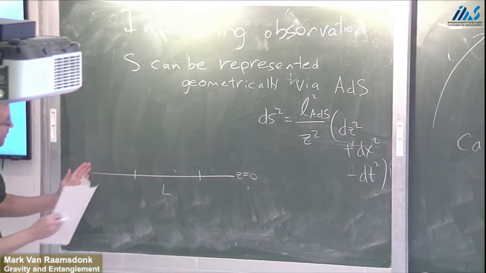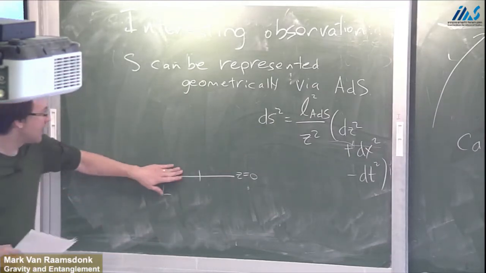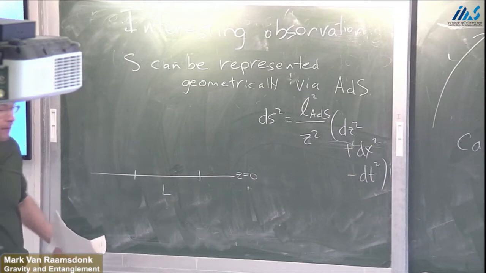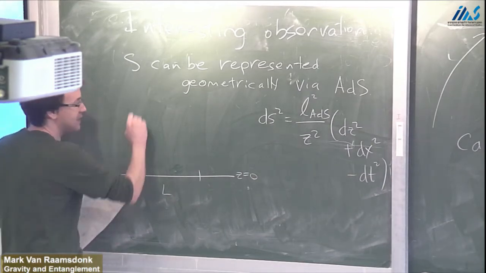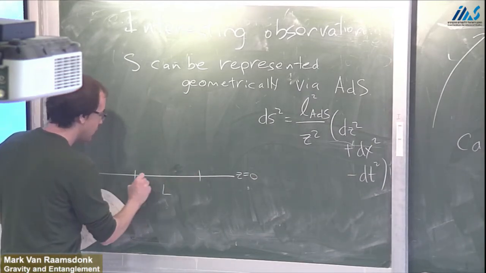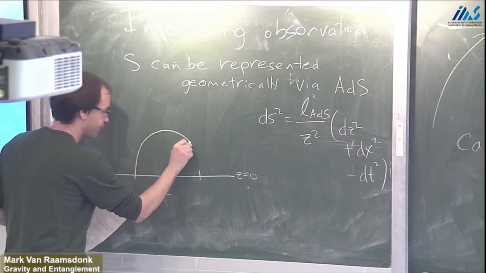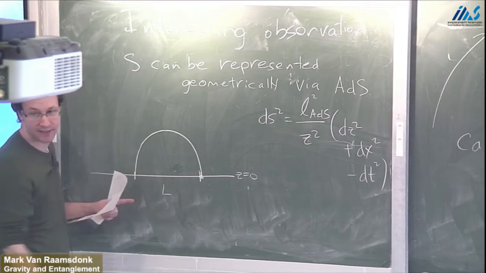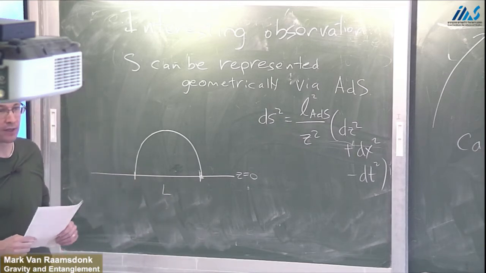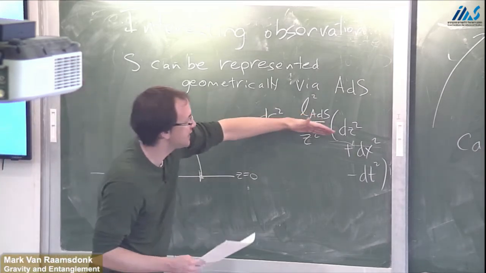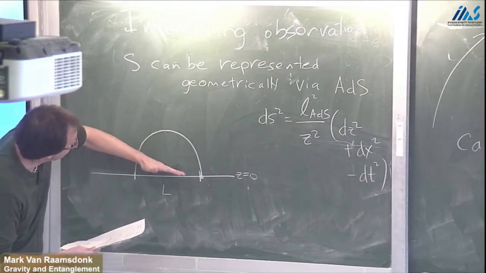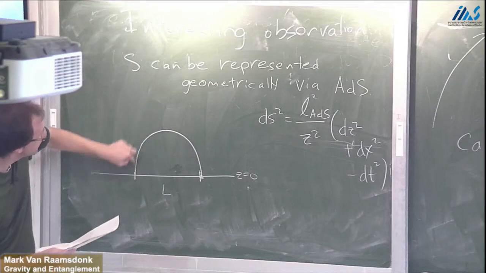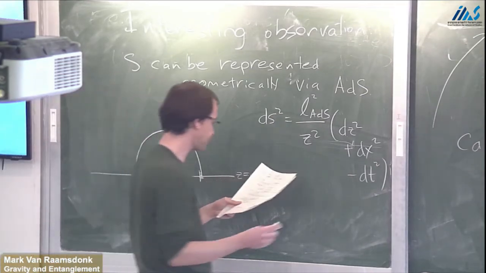consider an interval on the boundary of length L and ask what is the length of the shortest path through anti-de Sitter space whose endpoints are the same as the endpoints of this interval. And because of the geometry of anti-de Sitter space, the path is not just out at the boundary. It extends into the middle of the space.